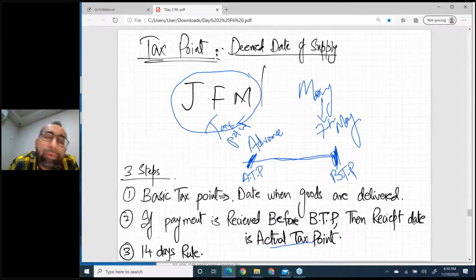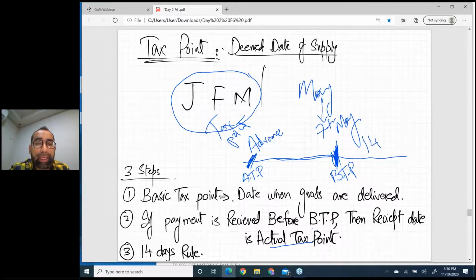Okay, but let us say we haven't received any advance, or we just received 50% advance. So 50% transaction has already been accounted for using ATP on the advance date. Now the last thing, come again to BTP and there is a 14 days rule. You have to check whether you have issued invoice in next 14 days from BTP. If yes, then the invoice issuing date will be your actual tax point.